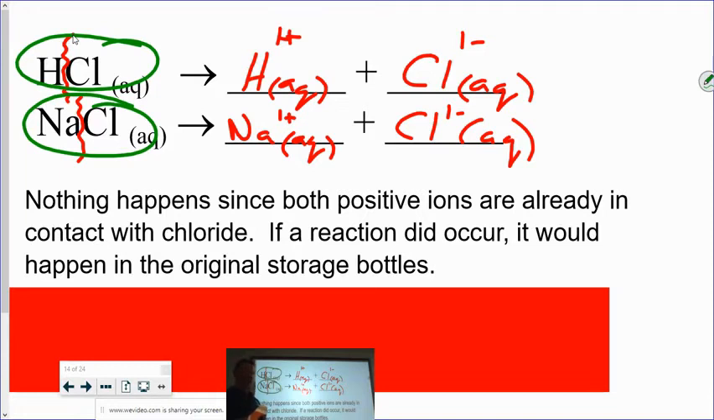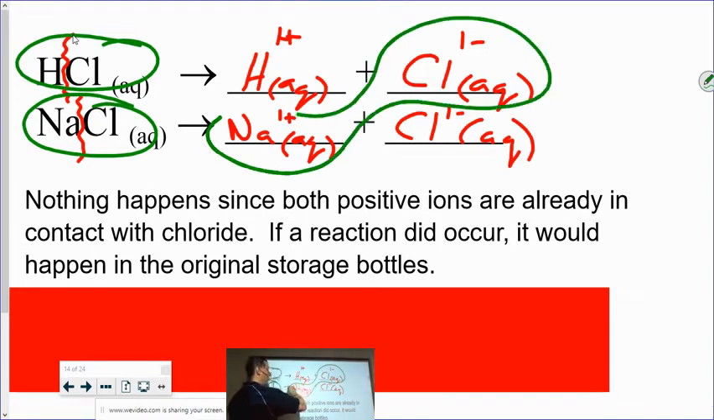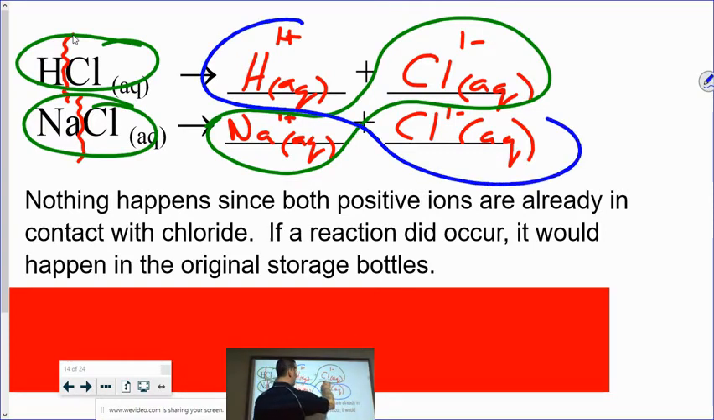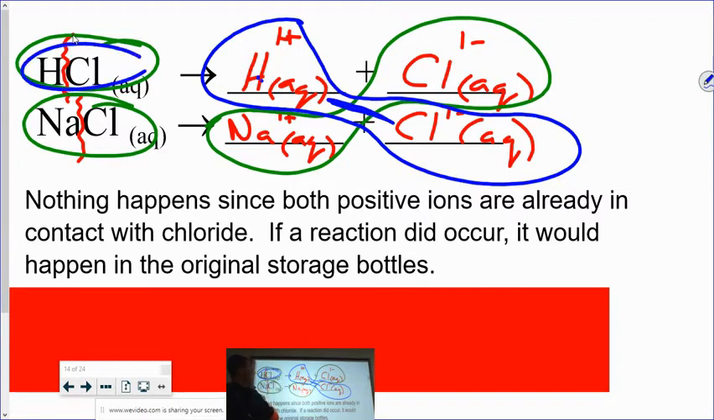So if anything was going to happen, they would have to swap partners. So this sodium would have to react with this chloride for a chemical reaction to occur. Or this hydrogen ion would have to react with this chloride for something to occur. Well, hydrogen reacting with chloride, that's that right there. And sodium reacting with chloride, that's that right there. So we would not expect a chemical reaction to occur in this place. So nothing would happen if we mixed these two solutions together.